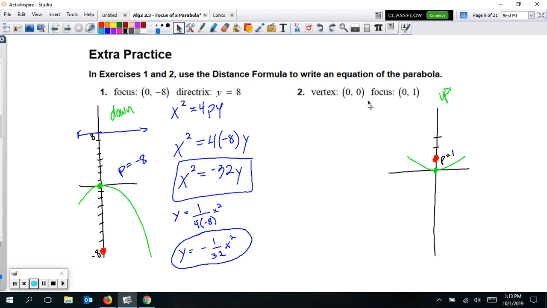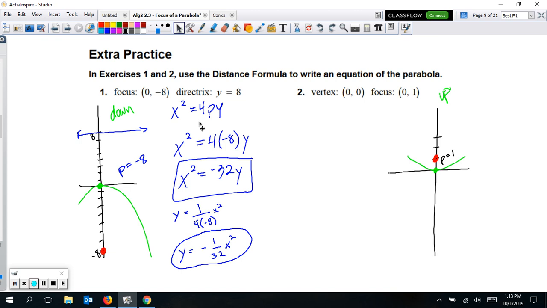On number 2, again, I plotted the vertex. It gives me the vertex and the focus point, the 2 points. So I don't have to worry about the directrix on this one. My vertex is at 0, 0. My focus is at 0, 1, right there. So from the vertex to the focus, I know it's got to open up. So I know this parabola opens up.